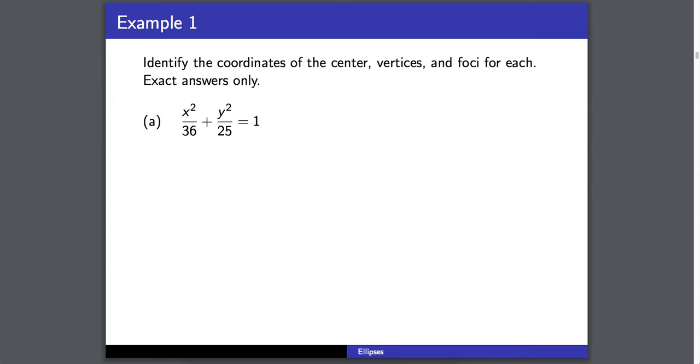All right, in this video, we're going to take a look at some examples of ellipses and identifying the coordinates of the center, vertices, and foci of them. All right, so example 1a, we have x squared over 36 plus y squared over 25 equals 1.